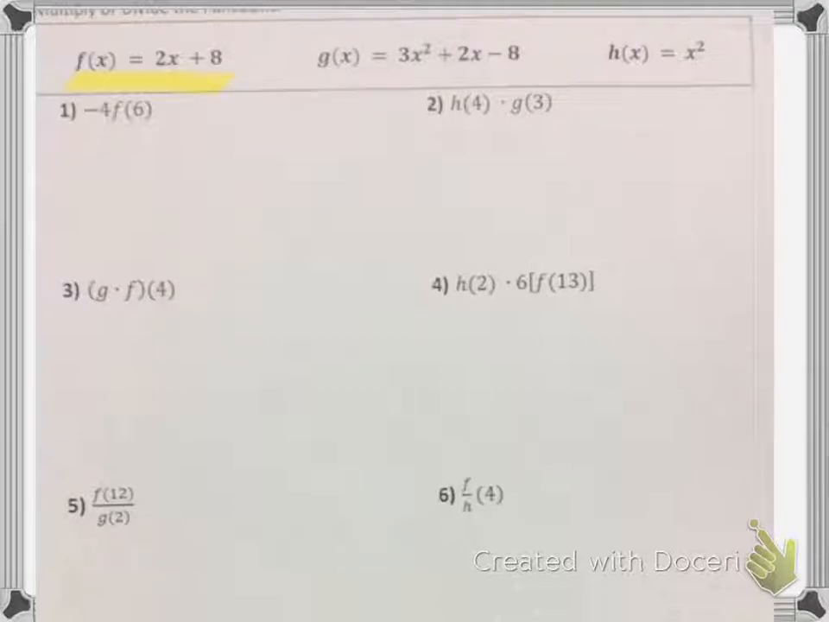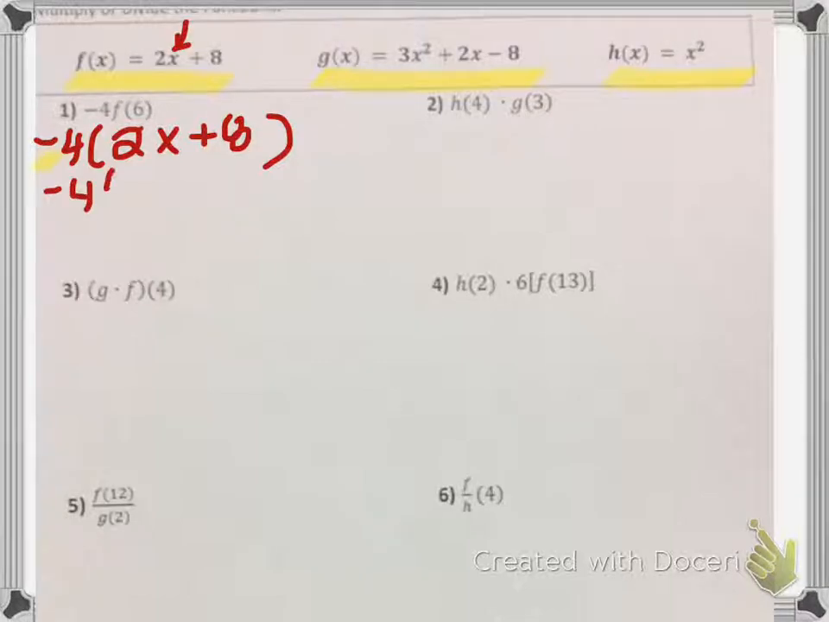All right, here's my f function, my g function, and my h function. And I'm just going to do the kind of arithmetic that it asked me to. So the very first thing it says to do here is -4 times putting 6 into the f function. So I'm going to put the f function here. It will be 2x plus 8. But I really have got to put the number 6 into the x spot. So I'm going to go -4 times 2 times 6 plus 8. And then I'm just going to do that arithmetic on my calculator.